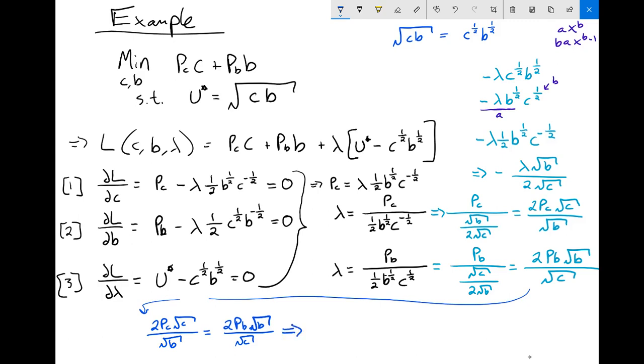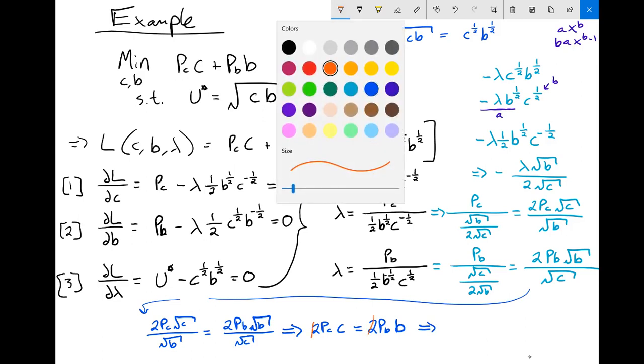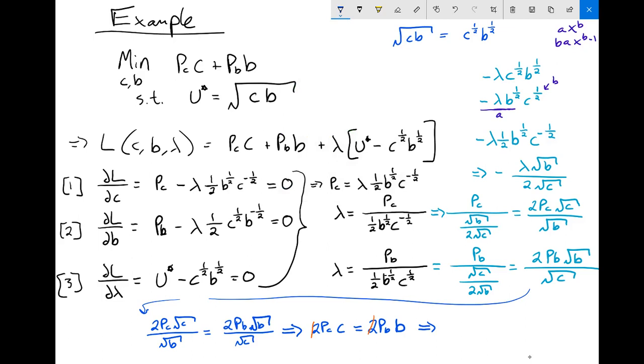Well, then let's simplify this. Multiply both sides by square root of C. That will give us 2PC times C, equals, multiply both sides by the square root of B. That will give us 2PB times B. Square root of B times square root of B is equal to B. And then I'll notice here that I can just cancel out the 2's. So let's say I'm going to solve it for C. So C equals PB divided by PC times B.